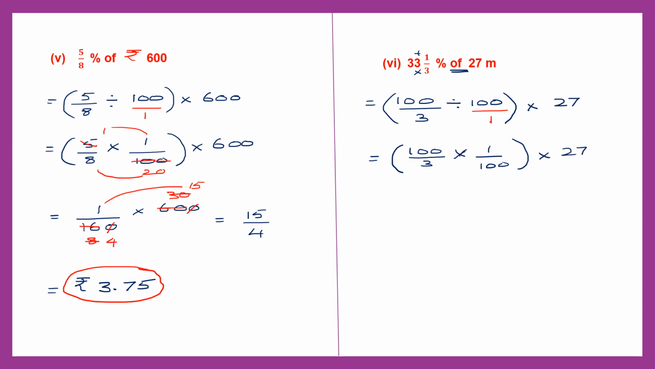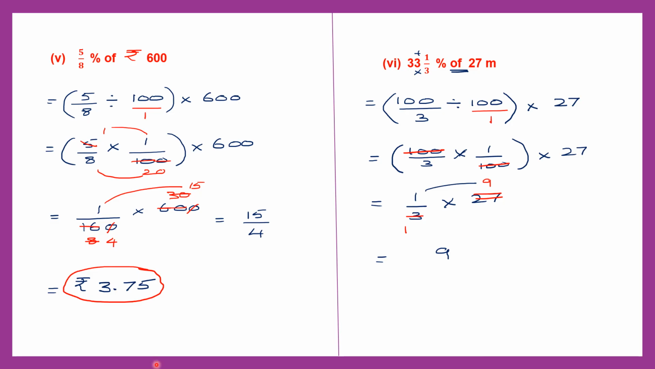Now let's cancel. I can cancel 100 and 100. So what is left is 1 by 3. So 1 by 3 into 27. So here also we can cancel 3 and 27. 3 ones are 3, 3 nines are 27. So now multiply what's in the numerator. We have 9 by 1, which is 9.